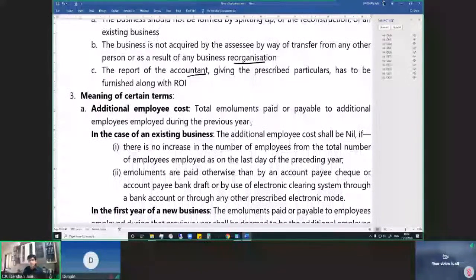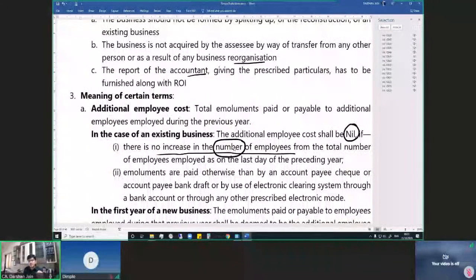Now, additional employees could be employed in a new business. An assessee who sets up a new business entirely would incur some additional employee cost, right? Or in the case of an existing business. As far as the existing business is concerned, the section categorically says that additional employee cost shall be nil. So you are not to consider additional employee cost if there is no increase in the number of employees.